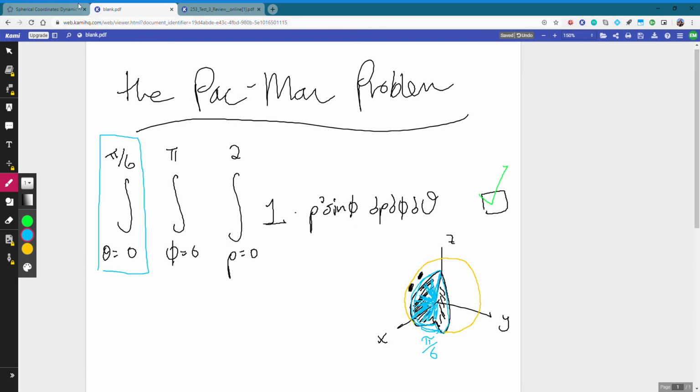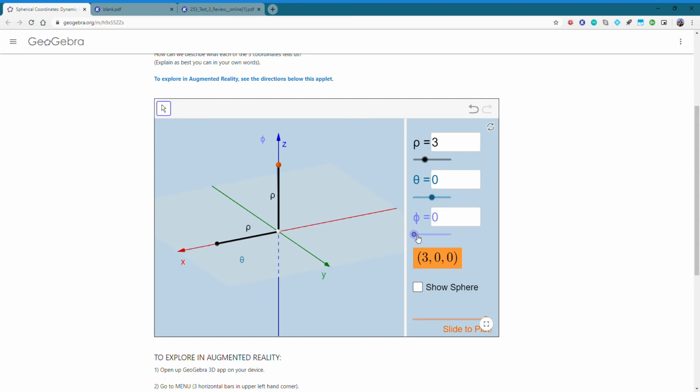We can see that happening as well with this interactive. Give it a sec. Here we go. Here rho is set to 3, but it doesn't really matter. If we take phi and swing that down all the way to pi, we can see we're tracing out this one side of Pacman's mouth. And if we take theta and swing that over to pi over 6 or so, and imagine the three-dimensional solid this is sweeping out, this is going to hand us exactly the shape of Pacman's open mouth that we want to compute.